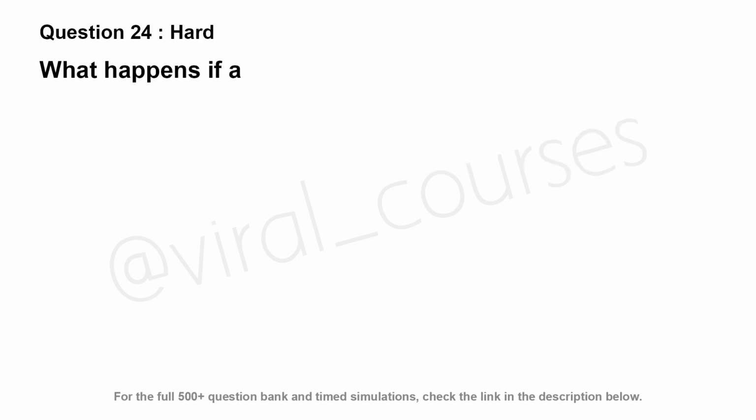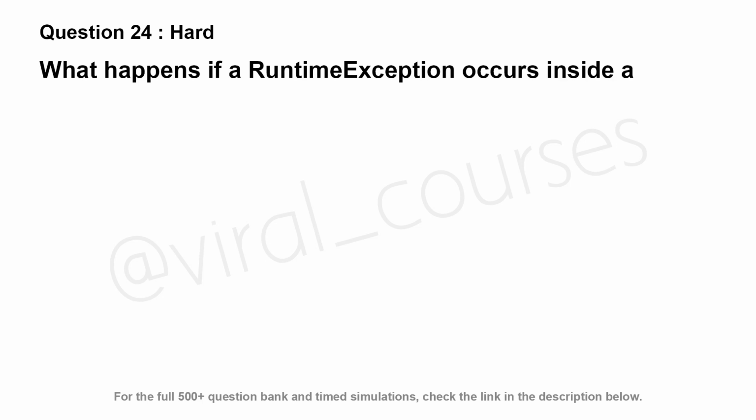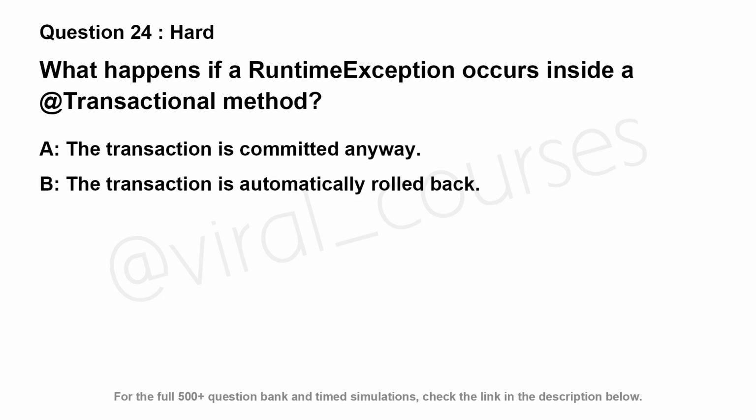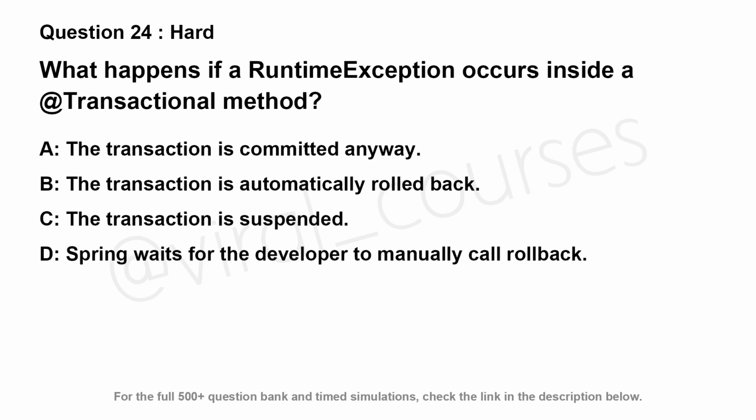What happens if a runtime exception occurs inside a transactional method? Option A. The transaction is committed anyway. Option B. The transaction is automatically rolled back. Option C. The transaction is suspended. Option D. Spring waits for the developer to manually call rollback.